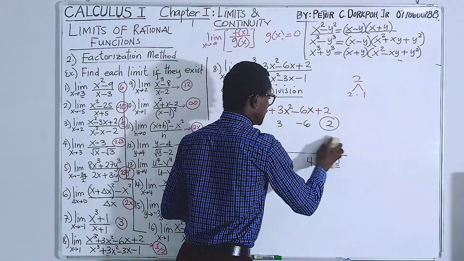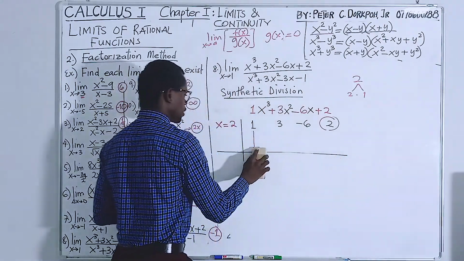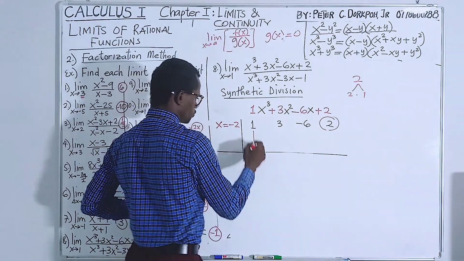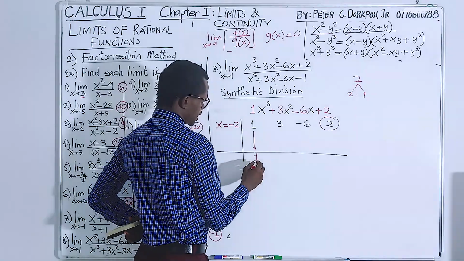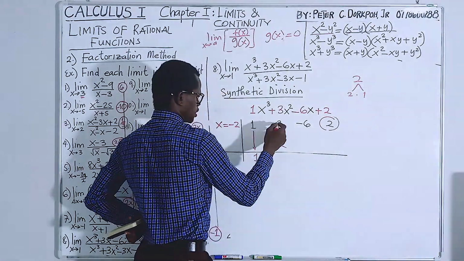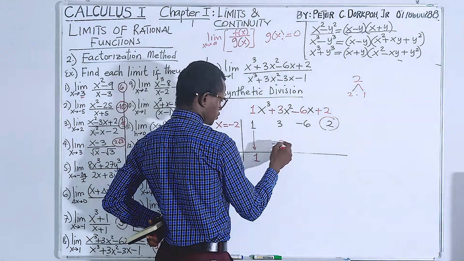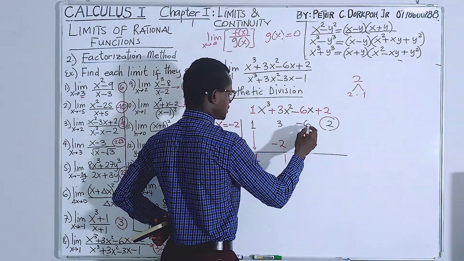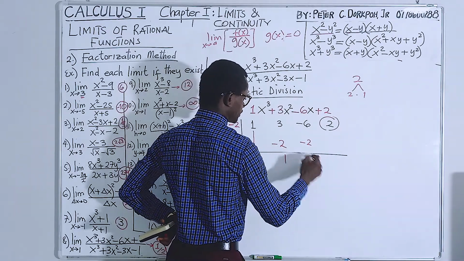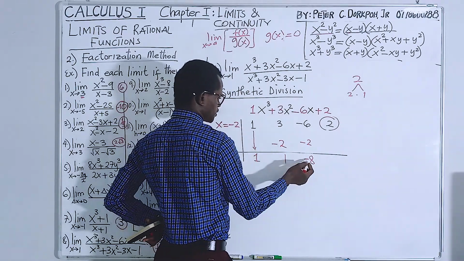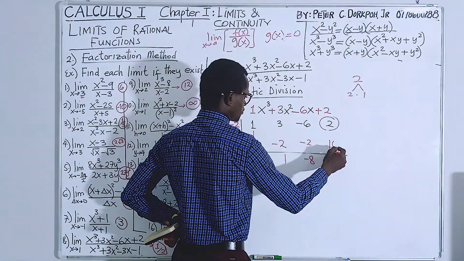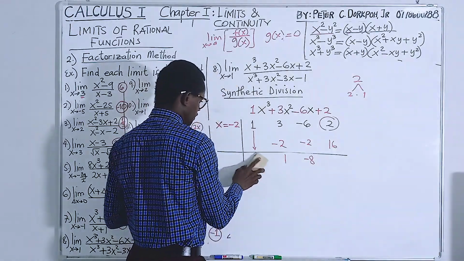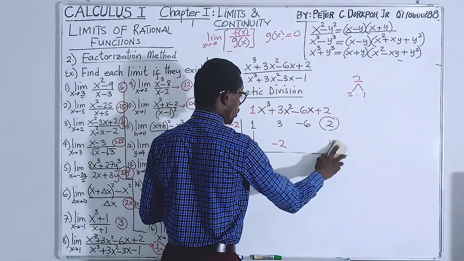Now we can also say let's use the opposite of positive 2. So we use negative 2. So we bring this 1 down. Negative 2 times 1 is minus 2. 3 minus 2 is positive 1. Minus 2 times 1 is minus 2. Minus 6 minus 2 is minus 8. Minus 2 times minus 8 is 16. And then 2 plus 16 cannot give us 0, right? So we erase it. We move to the next factor, which is 1.